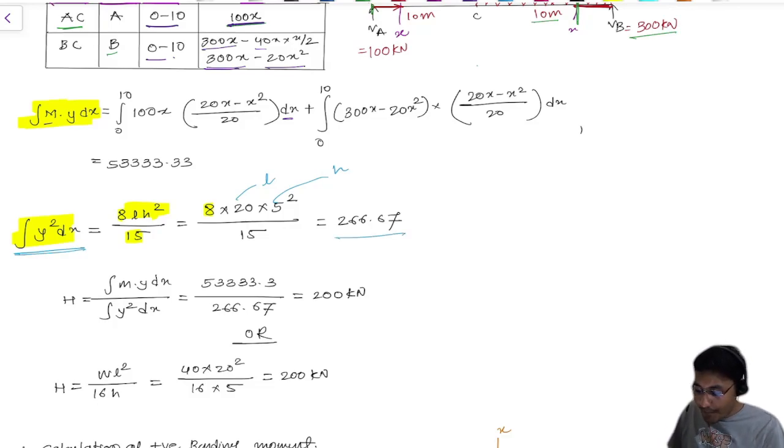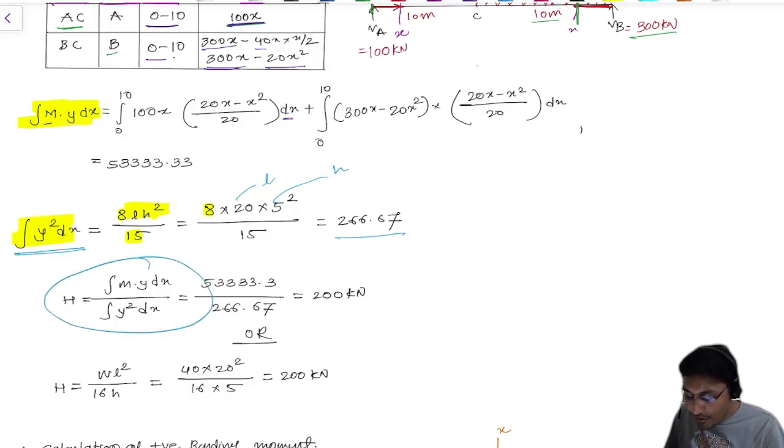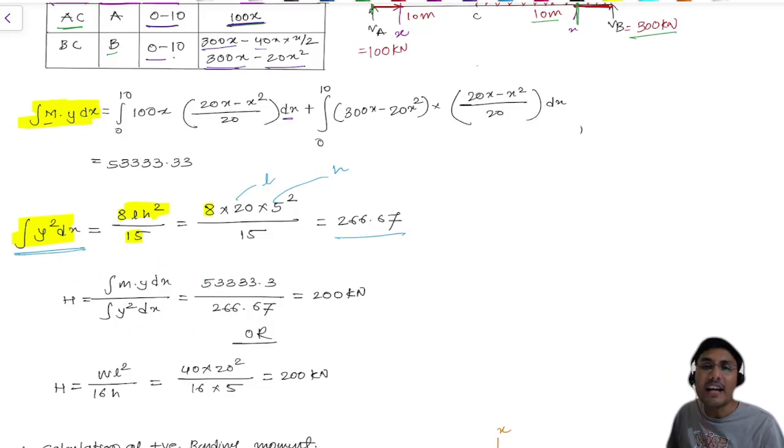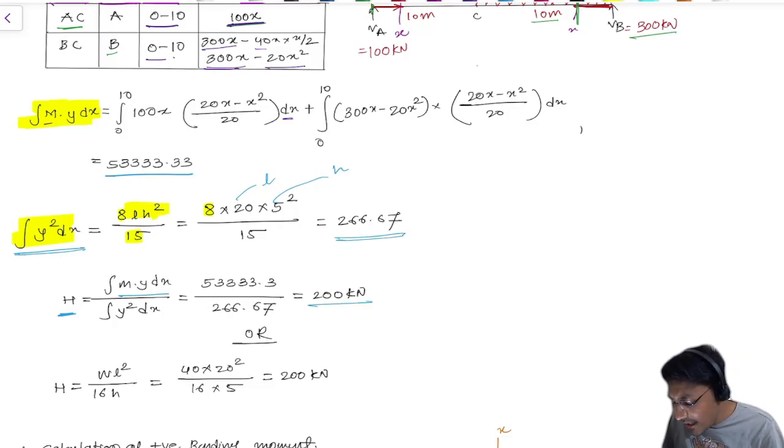To calculate the horizontal thrust, there is a formula: H equals integration of m into y into dx divided by integration of y square into dx. In that way you can get the horizontal thrust. So just put in this value for integration of m into y and 266.67 for integration of y square. So you get an H value, the horizontal thrust, of 200 kilonewton.